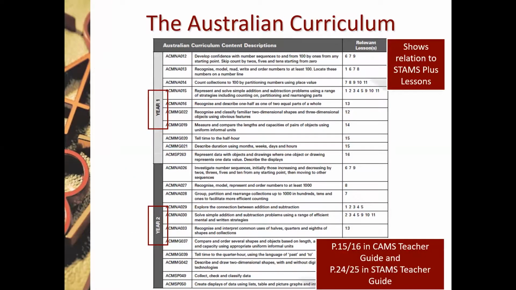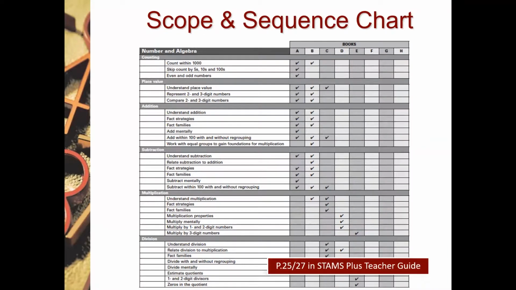On pages 24 and 25 of the STAMS teacher book on every level, it shows you the relevant lessons attached to the Australian curriculum. This slide shows you years 1 and 2, which is level A. So it has the explanation and the relevant lessons there. Also, after that, on the next 3 pages, we have scope and sequence charts, which will assist you with your instruction as well in the STAMS.